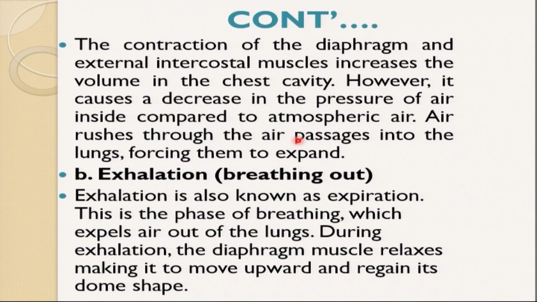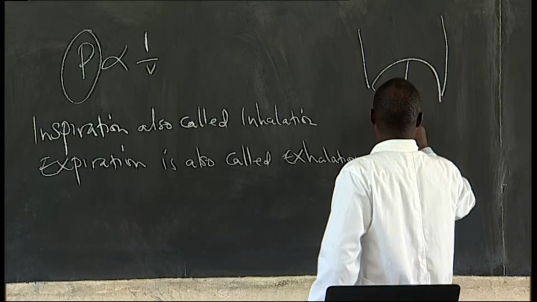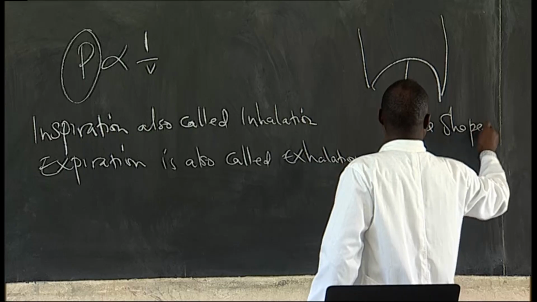We have exhalation. Exhalation is also known as expiration, as I will have it on our chalkboard. This is the phase of breathing out, which expels air out of the lungs. That is when oxygen is taken in, carbon dioxide must be expelled out. The diaphragm muscles relax and move upward and regain their dome-shaped structure. These are the ribs, and it forms what we call a dome-shaped structure.